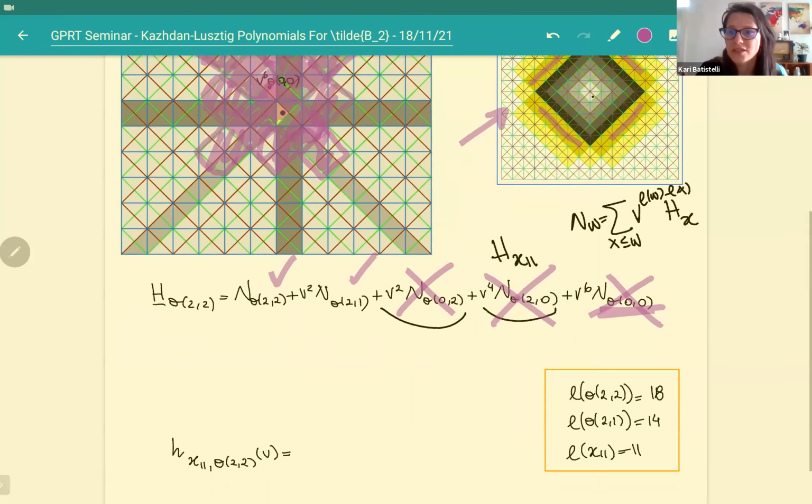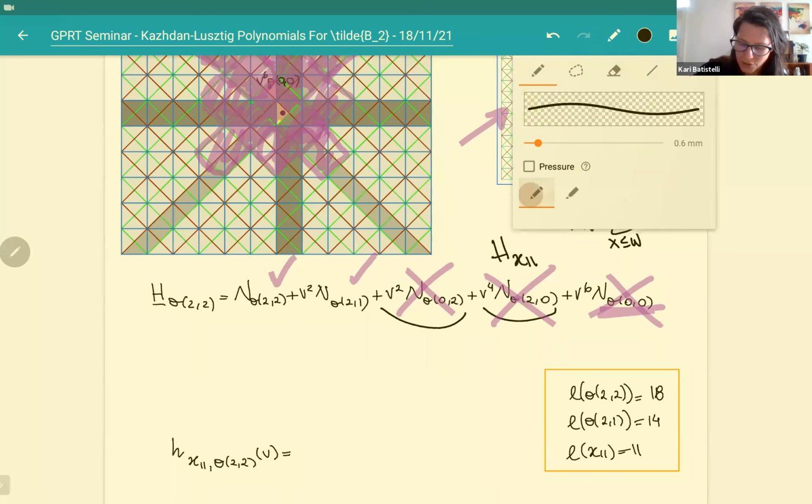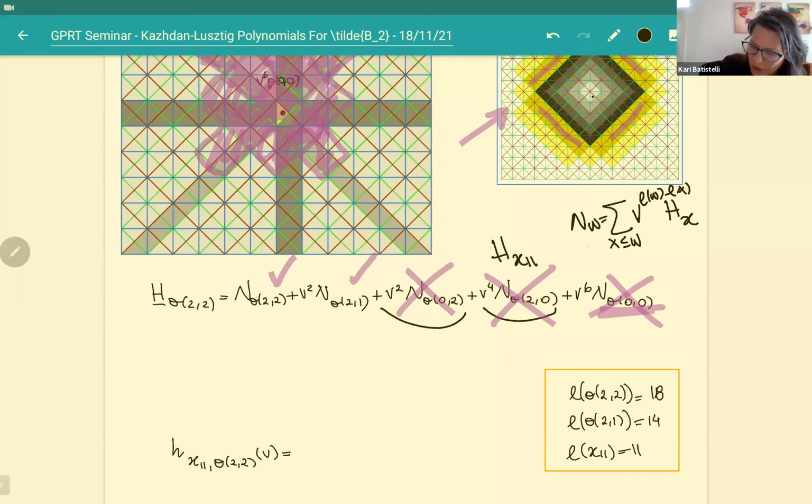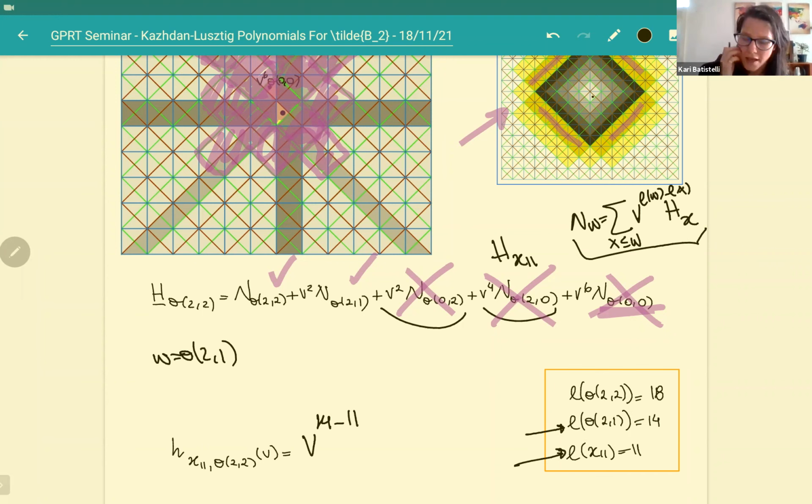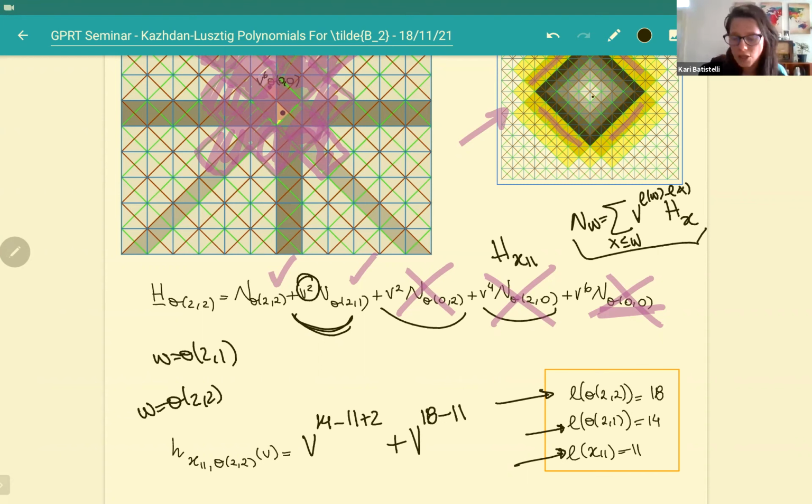So now I can actually focus on finding the actual formula. So let's do that. As you can see, we can use this formula. So here the W is theta 2,1, for example, and the length of theta 2,1 is 14. So what I need to do is b to the power of 14 minus 11, which is the length of x11. And I need to add this v squared, so plus 2. And so this is what the monomial is in the case of theta 2,1. And in the case of theta 2,2, the monomial is going to be the difference in length of theta 2,2, which is 18, and x11, which is 11. So the actual polynomial is going to be b5 plus b7.